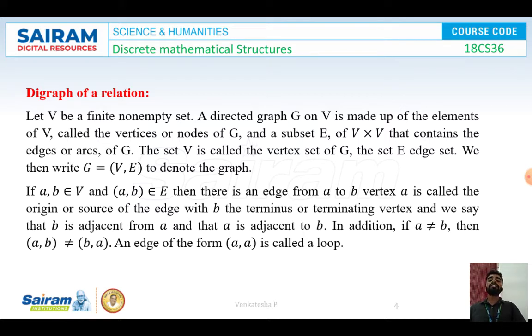Therefore the set V will be called the vertex set of G, and the set E will be called the edge set of G. So the digraph G is made up of the ordered pair of vertices and edges, given by G is equal to (V, E). The ordered pair (a, a) will be called a loop of the given digraph.